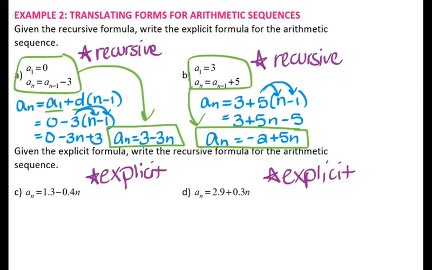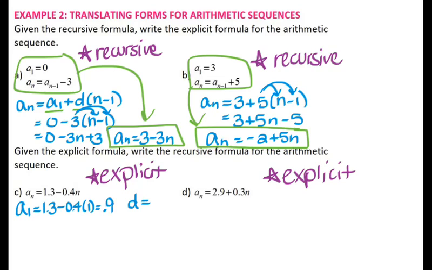Okay, so once again, to be able to find any formula, we need to know two things. We need to know what our first term is, and we also need to know what our common difference is. That's how we can set up the formula. Now, when we have the explicit formula, terms for a sequence are found by plugging in the term number. So if I want to find the first term, I'm going to take 1 and plug it in for n. So 1.3 minus 0.4 times 1 gives us 0.9.